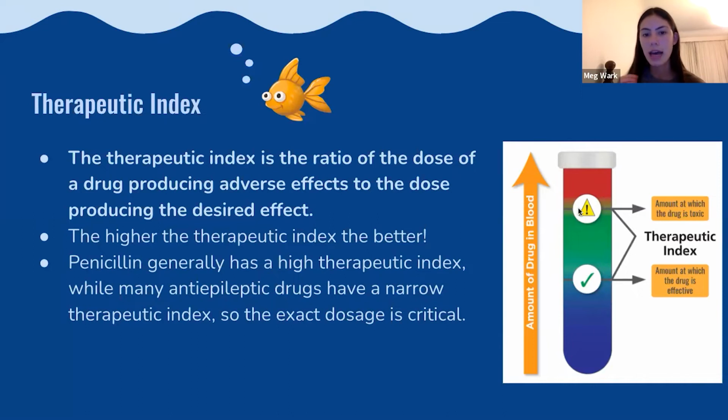Obviously the larger that window is, the better, because it means there's more room for variations in the dose. Whereas if you had a really small therapeutic index, then you have to be really careful, or else you might overdose the drug. For some examples, penicillin generally has a high therapeutic index. That means it's a really good drug to use because it makes it safer, basically. While many anti-epileptic drugs have a narrow therapeutic index, so that means the exact dosage is critical. You need to really carefully monitor how much of a drug you're given and how long that drug is going to last in the body so you don't accidentally give too much of it.